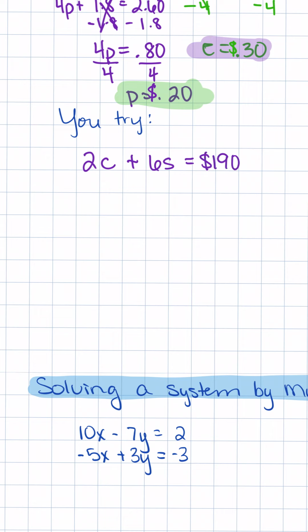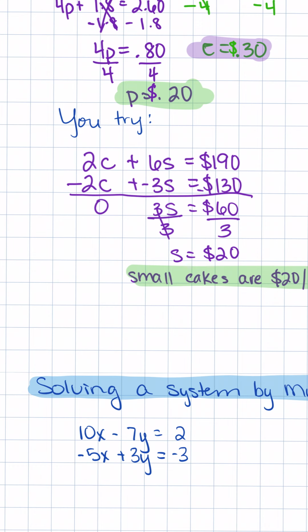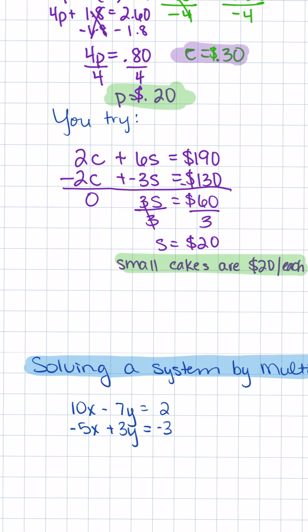Marianne sells 2 large cakes and 3 small cakes for a total of $130. Find the cost of each small cake. So we want to solve for s, and you should use the subtracting method. So try this on your own. Come back to me when you're done. You should have got small cakes are $20 each.